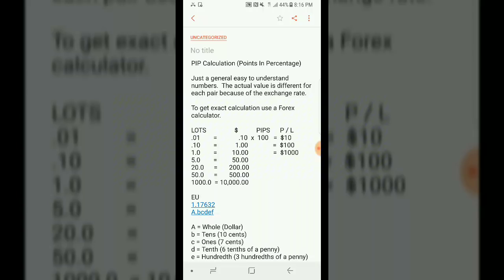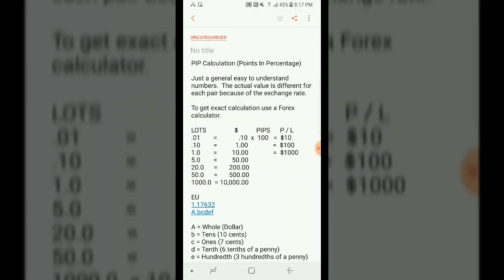On the left side of the screen, you see lots: 0.01, 0.10, 1.0, 5.0, etc. Beside it to the right is the actual dollar amount. So a 0.01 lot is 10 cents roughly in real value. If a pair were to move 100 pips, that would be a $10 profit or loss. And pairs can move 100 pips in 30 seconds or less. You will see in a second how quickly it is to make a lot of money or get your head knocked off.